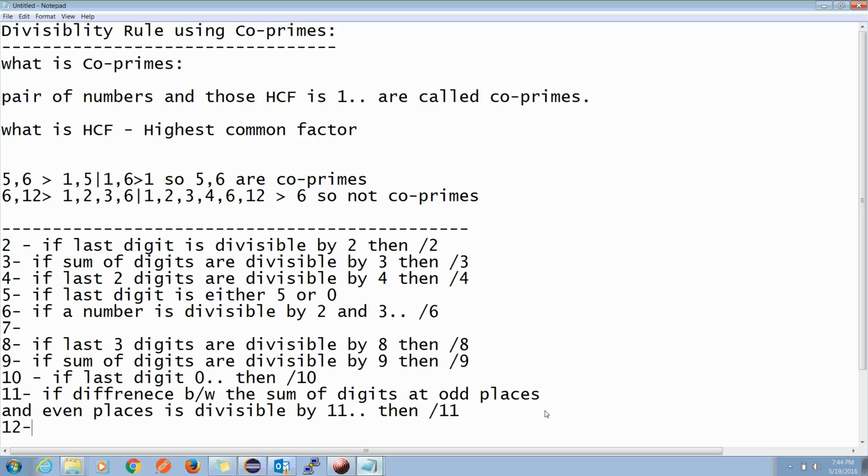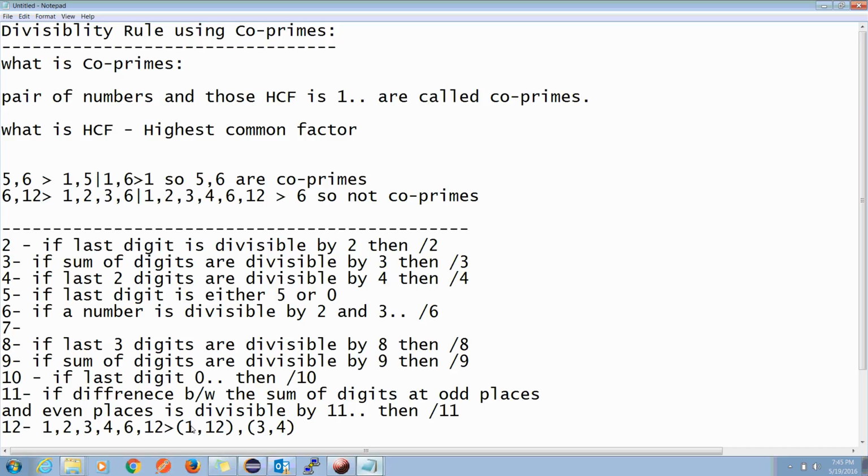For 12, here you need to consider the co-primes. What are the factors for 12? 1, 2, 3, 4, 6, 12. So you need to choose two numbers which are co-primes, and whose multiplication leads to 12. So what are the co-primes here? 1 comma 12, because their HCF is 1. What is another pair? 3 comma 4.